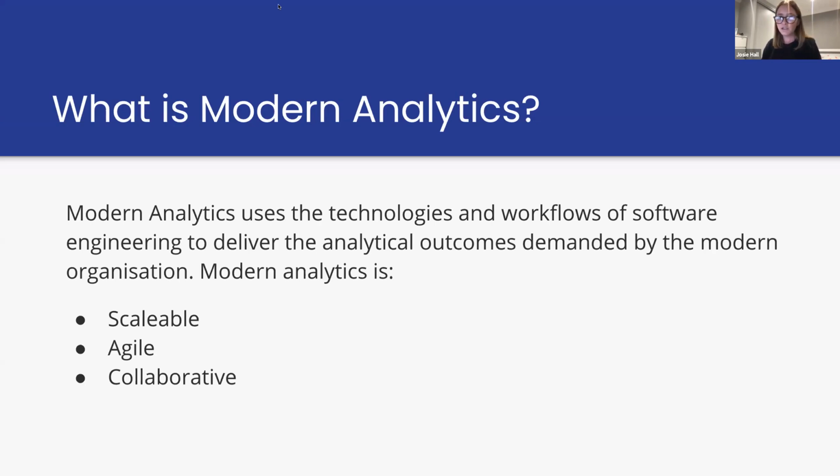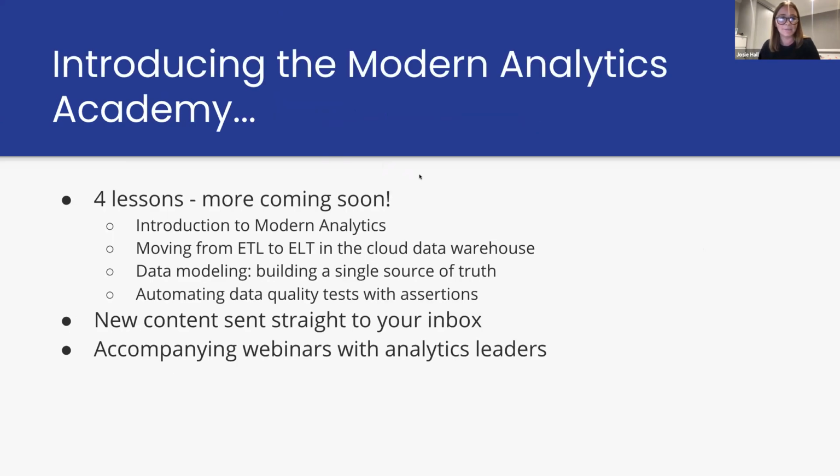And so we took all of this knowledge that was in our heads and put it into a more digestible format, and we wrapped it up into the Modern Analytics Academy. We started off with 4 core chapters: an intro, a chapter on why we think you should be moving to an ELT approach rather than a more traditional ETL approach, a chapter on data modeling and building a single source of truth in your warehouse, and then the last chapter on data quality testing with assertions. Like I said, we started with 4 core chapters, and we aim to produce more content as we go on. You can subscribe to the Modern Analytics Academy and get sent new content straight to your inbox.